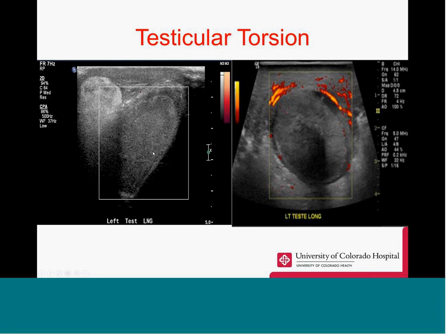Here again, we see a hypoechoic testicle. We are using power Doppler now. We have low flow settings showing absolutely no flow within the testicle or surrounding tissue. Here on the right image, again using power Doppler, we show no flow within the testicle itself. Increased paratesticular flow.